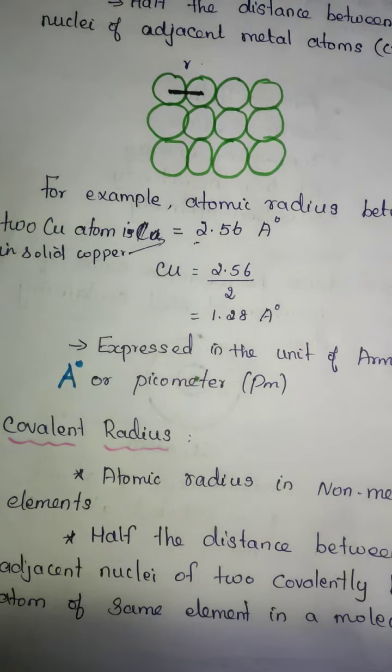Okay, covalent radius is the atomic radius in non-metallic elements. It is defined as half the distance between the adjacent nuclei of two covalently bonded atoms of the same element in a molecule. Atomic radius in non-metallic elements is called what? Covalent radius. And what is the definition for covalent radius? It is the distance between two adjacent nuclei of covalently bonded atoms.